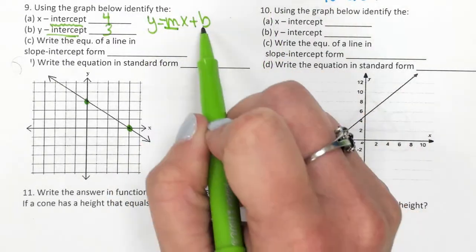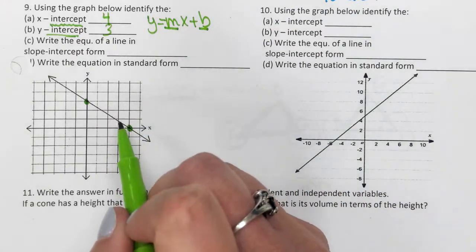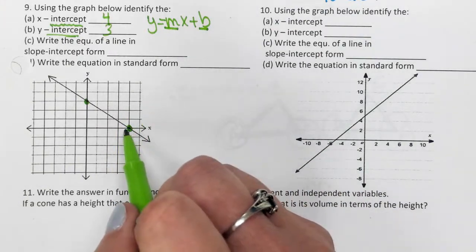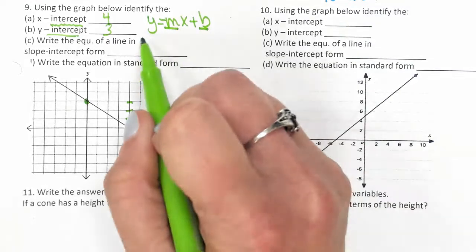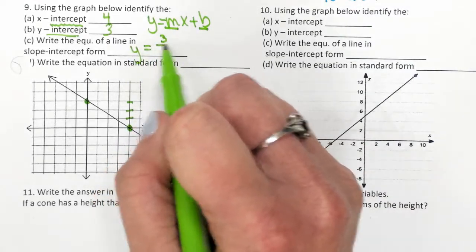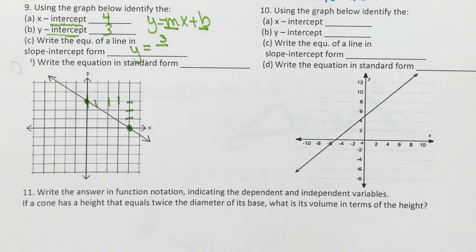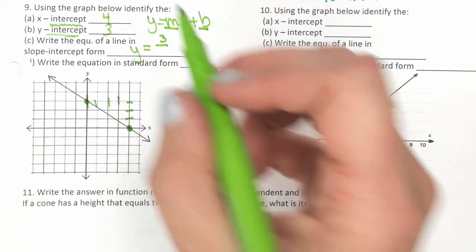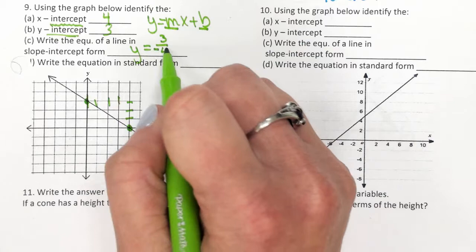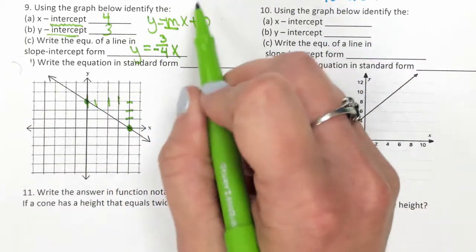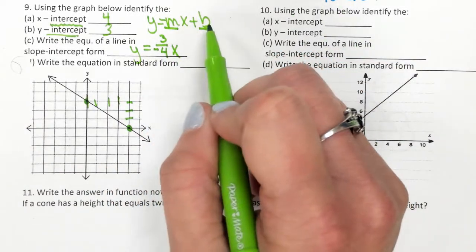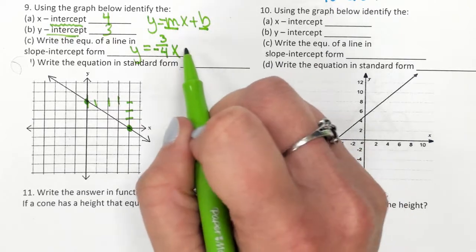Slope and y-intercept. All right, here we go. What's slope? Something over something. Rise over run. There you go. 1, 2, 3. And we run 1, 2, 3, 4. But we ran which way? Left. So that would be -4. And then what's b? It's the y-intercept. There you go.